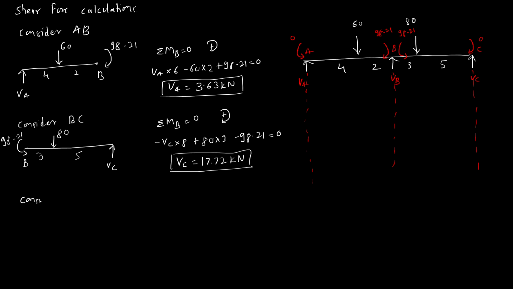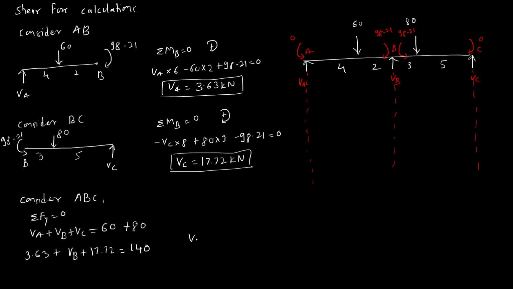Now at last we will consider the entire ABC, and we will apply sigma Fy is equal to 0. So VA plus VB plus VC is equal to 60 plus 80. VA is 3.63, then this is VB, we have to find out, VC is 17.72, is equal to 60 plus 80, 140. Upon calculation, you will get the value of VB as 118.65 kilonewton. So this is how we have calculated all the shear forces.